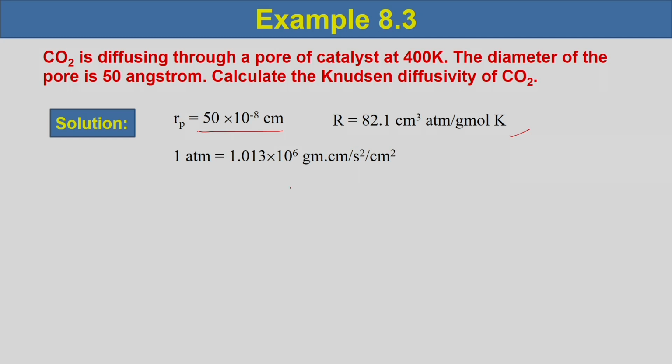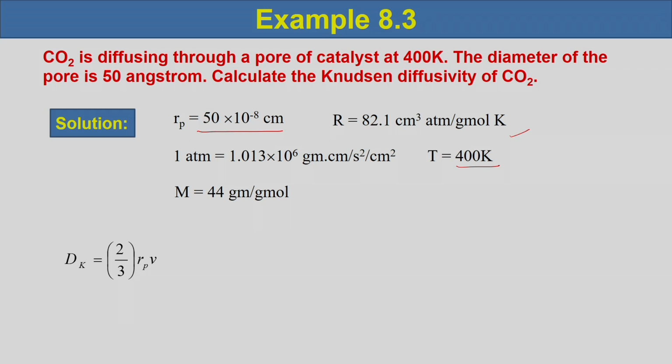Now, 1 atmosphere we can write in CGS unit as 1.013 into 10 to the power 6 gram centimeter per second square per centimeter square. T is the temperature, which is 400 Kelvin. Now, M is equal to 44 gram per gram mole.